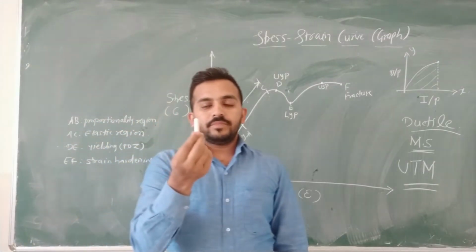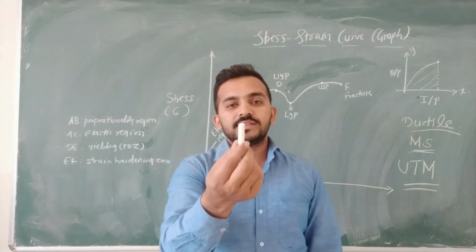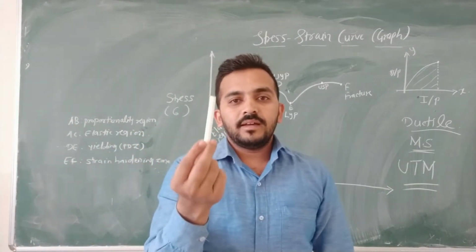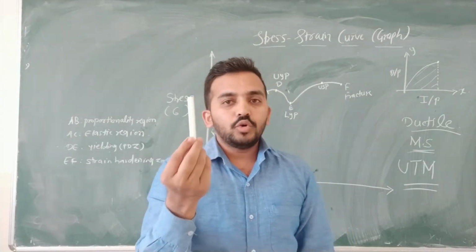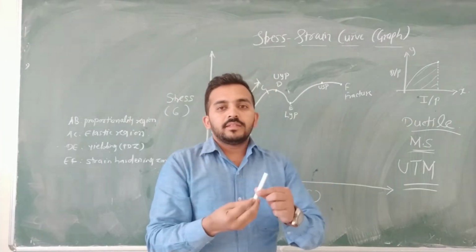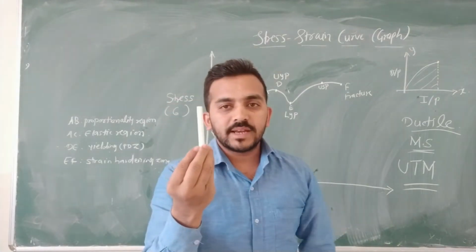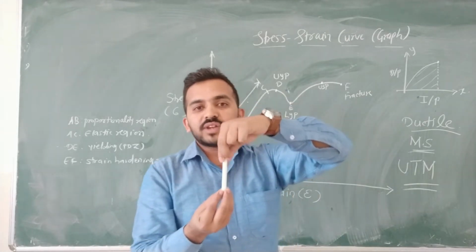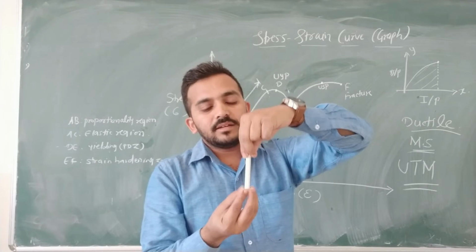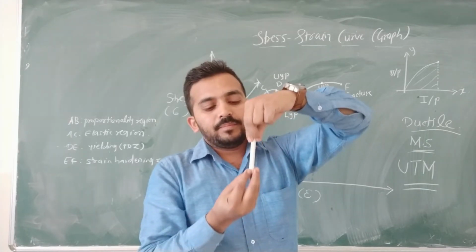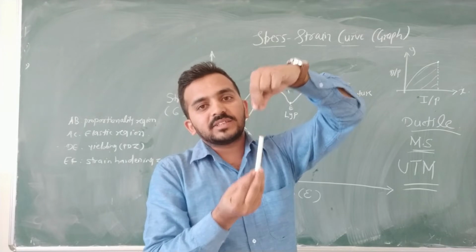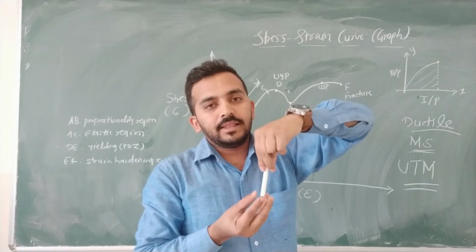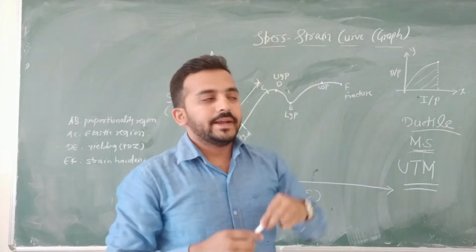So what is this UTM? Let us suppose this is a chalk. Let us consider it is a mild steel specimen. How is the arrangement done in that UTM? There is one lower jaw which holds from the bottom side, one upper jaw which holds from the upper side, and as soon as you start the machine, pull force is applied from both sides and this mild steel specimen starts stretching. The upper jaw tries to move it upward, while the lower jaw tries to move it downward.